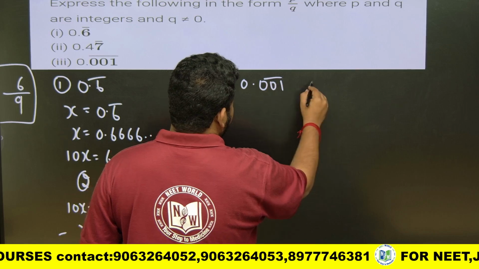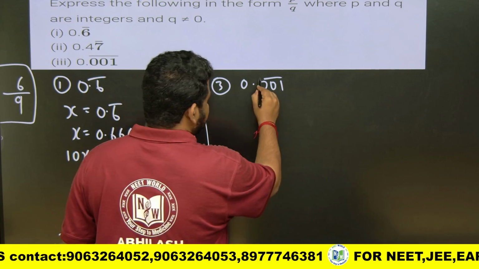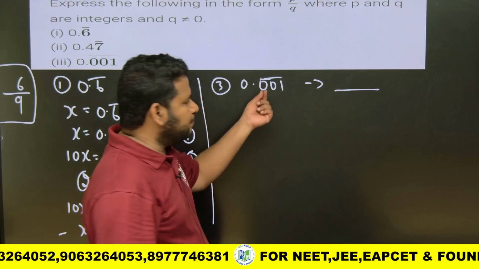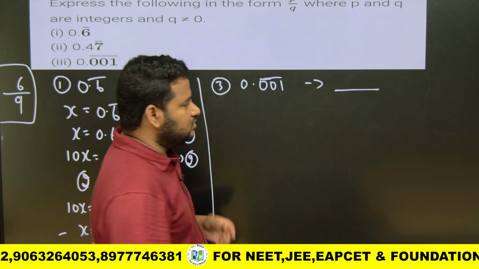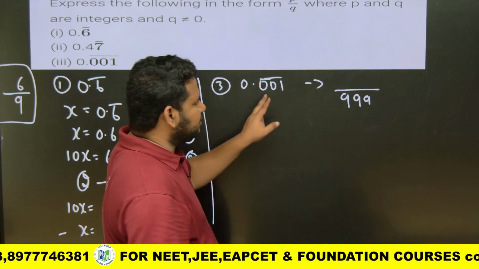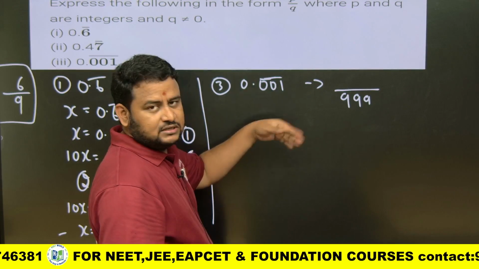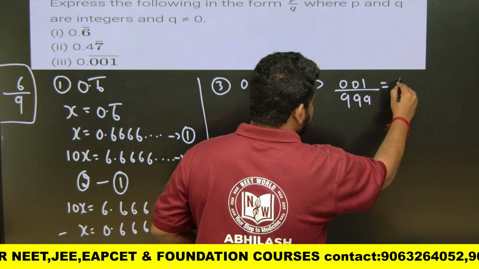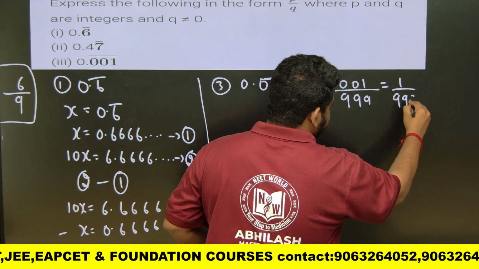0.001 bar. My shortcut method says that the denominator should be what? And how many digits bar is there? 3 digits. So that many 9s I should write in the denominator. Numerator should be what? Whatever is after the decimal point, the same number I should write as the numerator, that is 001. That is nothing but equal to 1 by 999.